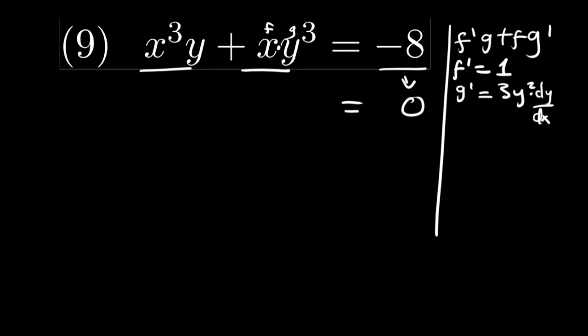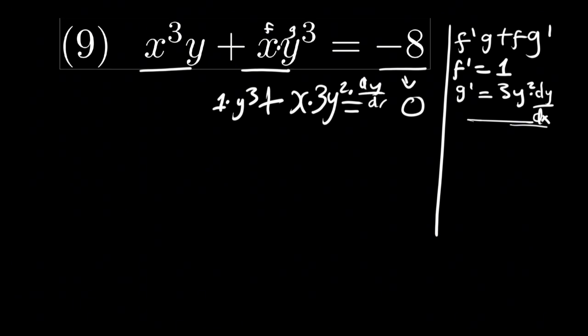So when we are doing implicit differentiation, and when you are deriving y, or giving the derivative for y, add multiplied by dy over dx always. So now let us substitute this in the product equation. So now we'll have f dash, which is 1, multiplied by g, added by f, which is x, multiplied by g dash, which is 3y squared, multiplied by dy over dx.